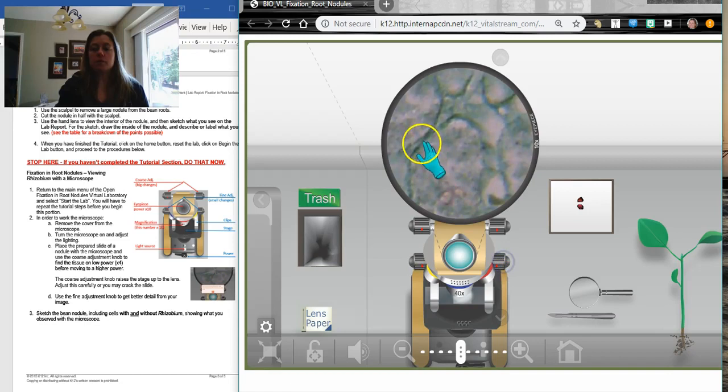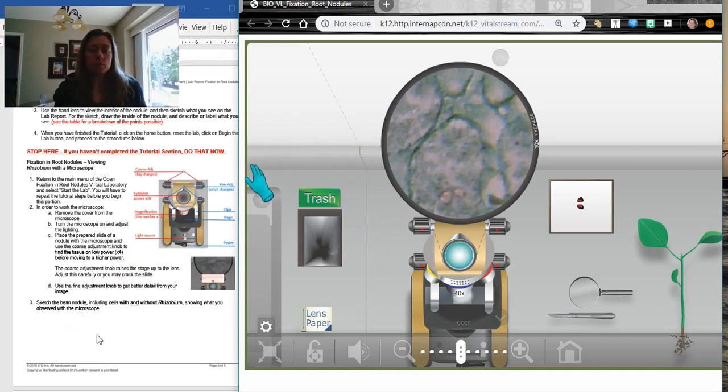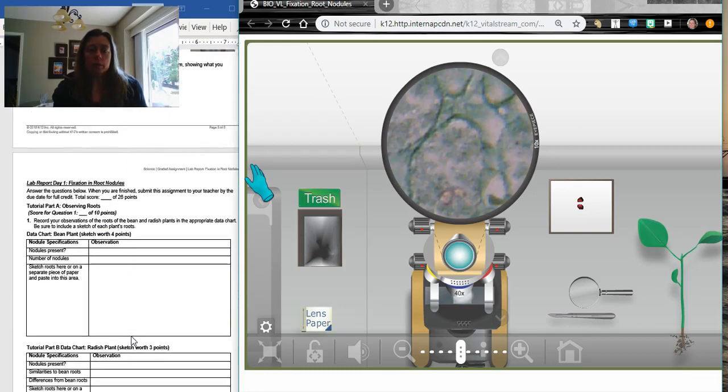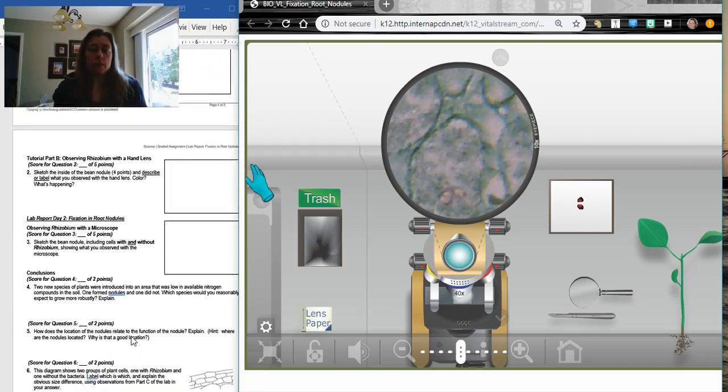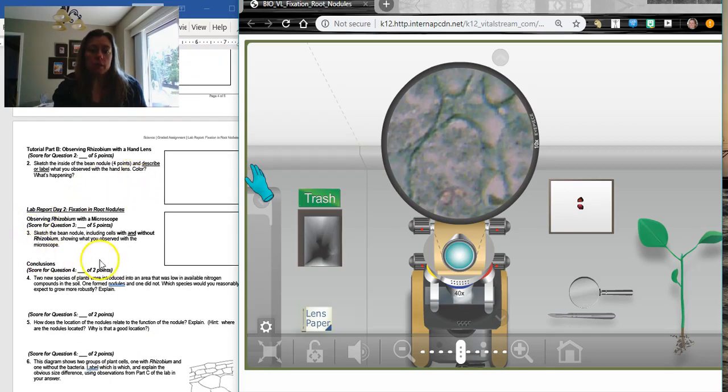But these other two, they have some pink, right? So those cells are actively fixing nitrogen. Okay, let's see. Then you have to sketch the bean nodule, including cells with and without rhizobium, showing what you observed with a microscope. And so that's what you do in this part here.